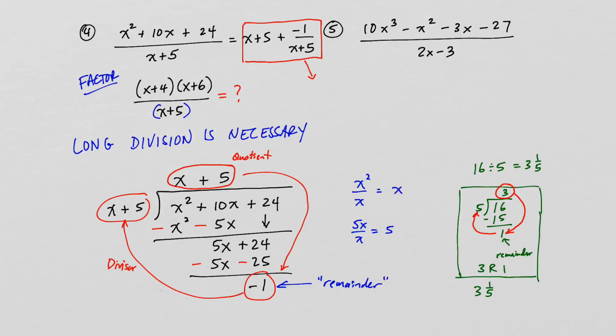And just a little side note here, you could also write this as x plus 5 minus 1 over x plus 5. It's the same thing, isn't it? So you have a couple of different ways to write your final result.